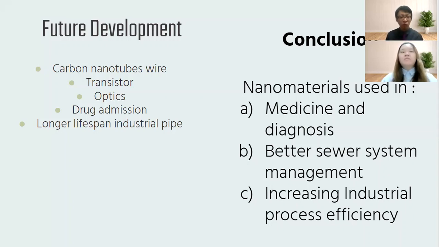Nanomaterial can be used to create longer lifespan industrial pipes, which will eventually save a lot of cost in industrial processes. So to conclude, nanomaterials can be used in a wide variety of sectors, and they provide a lot of impact, especially in medicine and diagnosis. It also provides us a chance to have better sewer system management and increase industrial efficiency.